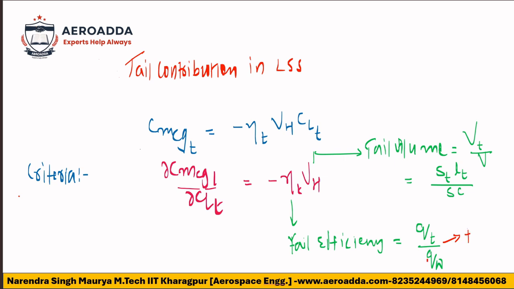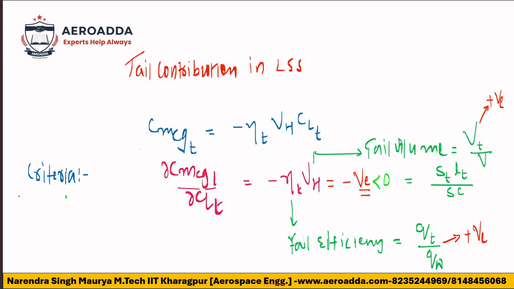So magnitude wise, qt by q infinity will be positive only. And similarly, this is dynamic pressure, half rho V square, and this is volume, so this will also be positive. So both are positive, and there will be a negative sign already there. So negative into positive, you will get negative. So you are basically getting a negative value here, that is dou CM CG by dou CLT. And the meaning of this negative value is nothing but less than 0, correct?